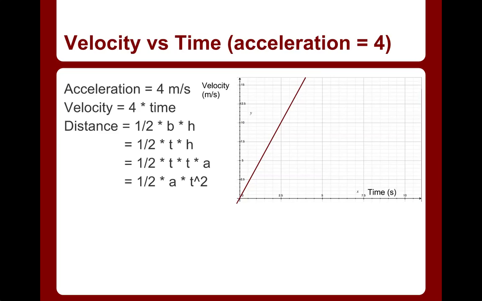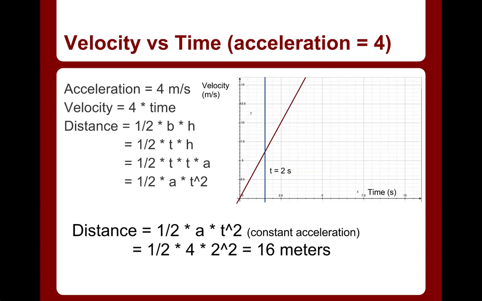Here, if the object accelerates at 4 meters per second squared for 2 seconds, then the object will travel 1/2 times 4 times 2 squared, which is 16 meters. You might have also seen this written as distance equals 1/2 times g times t squared, where g is the acceleration of an object in free fall on Earth, or 9.8 meters per second squared.